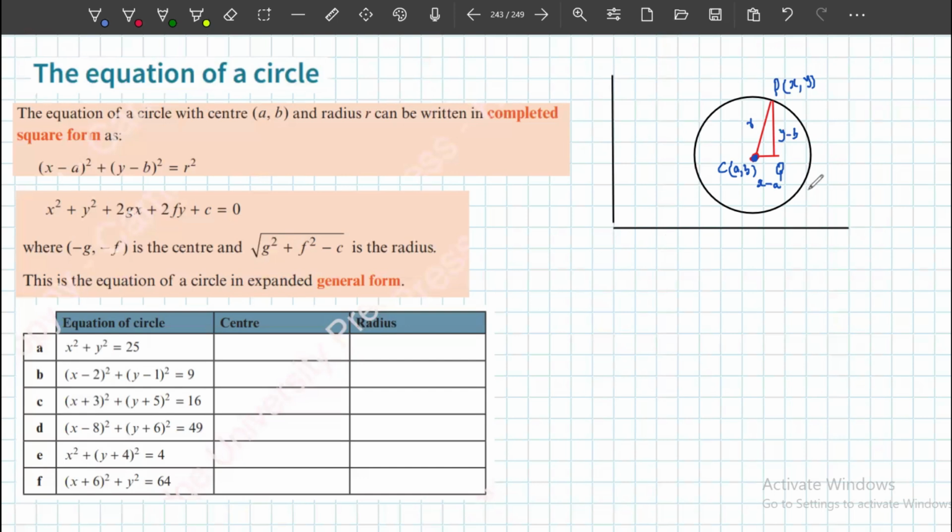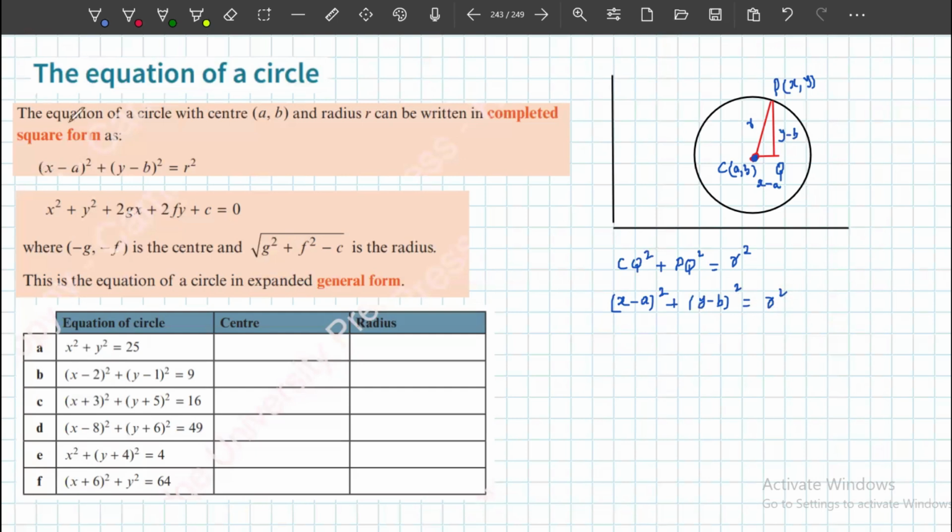It says in this triangle, CQ squared plus PQ squared equals the square of the third side, which is r. And CQ, as I said, is the difference of x coordinates, that is x minus a whole squared, plus the difference of y coordinates, y minus b whole squared, equals r squared. So this gives the equation of a circle.